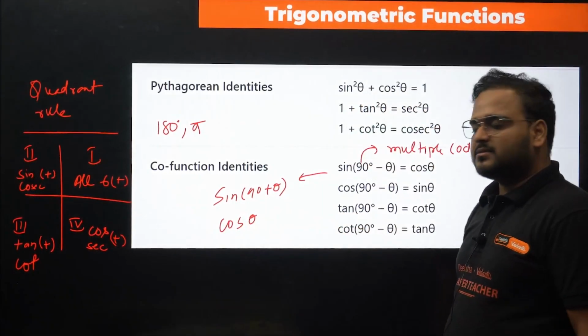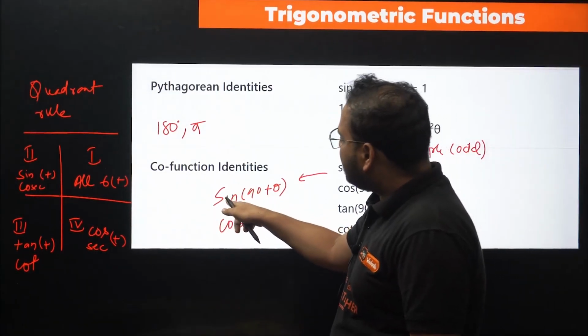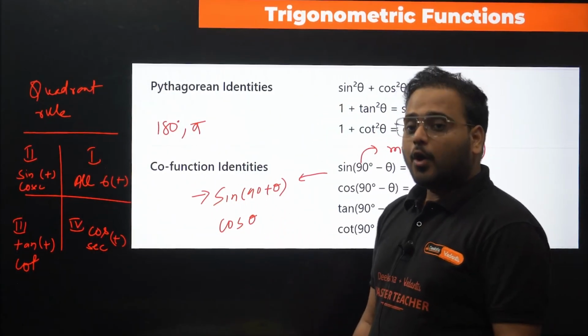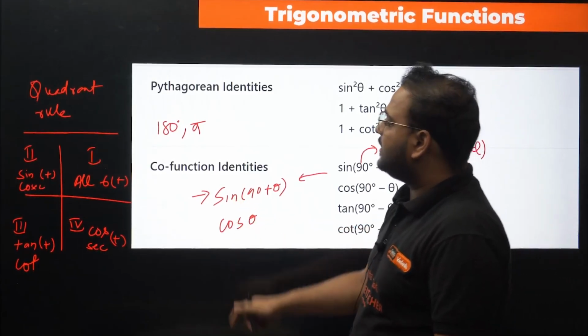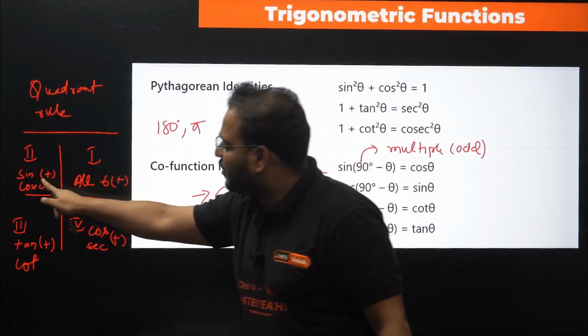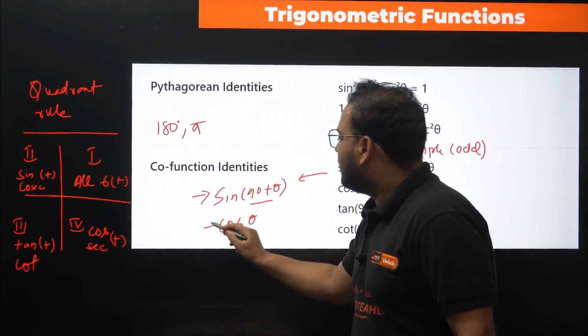What about the plus or minus sign? Look at the operating ratio. Operating ratio is what? Sine. Which quadrant is this angle in? Second quadrant. In the second quadrant, this value is what? Positive. Hence the answer will be positive.